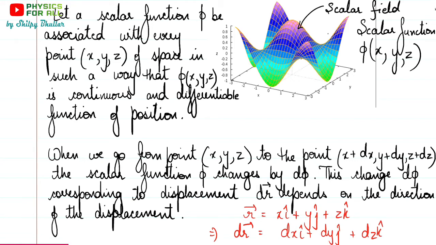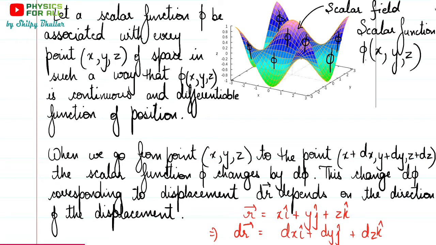Okay, and then usually for a scalar function we say, as it is written here, that scalar function phi is associated with every point x, y, z of space. So if you consider one particular point, then this whole colored portion is basically the scalar field, the field of phi. Wherever you go, you will find phi. Everywhere it's phi. So phi is spread over this entire region, and it's associated with every point x, y, z of space. That means it depends on x, y, and z.